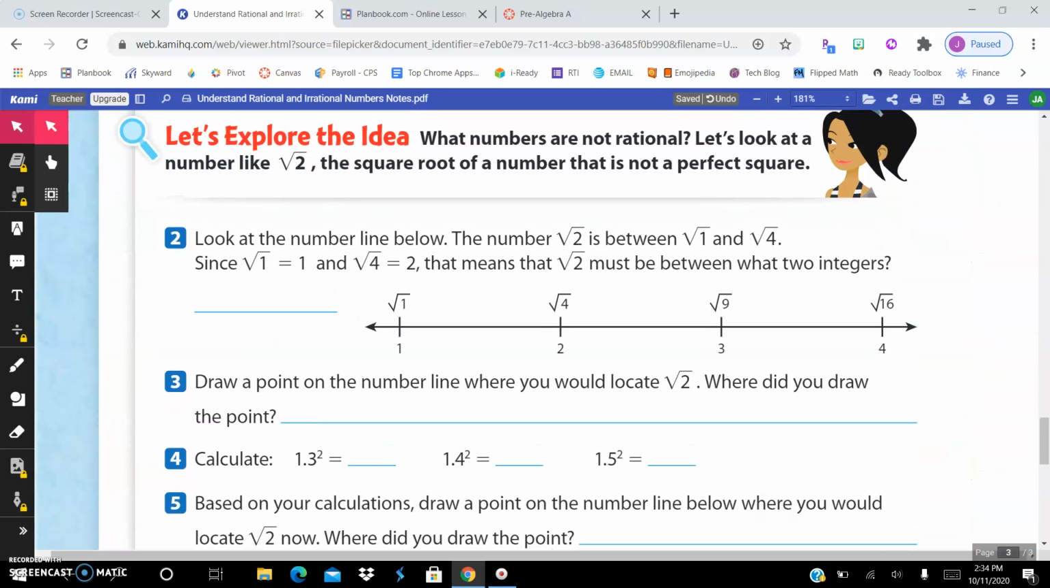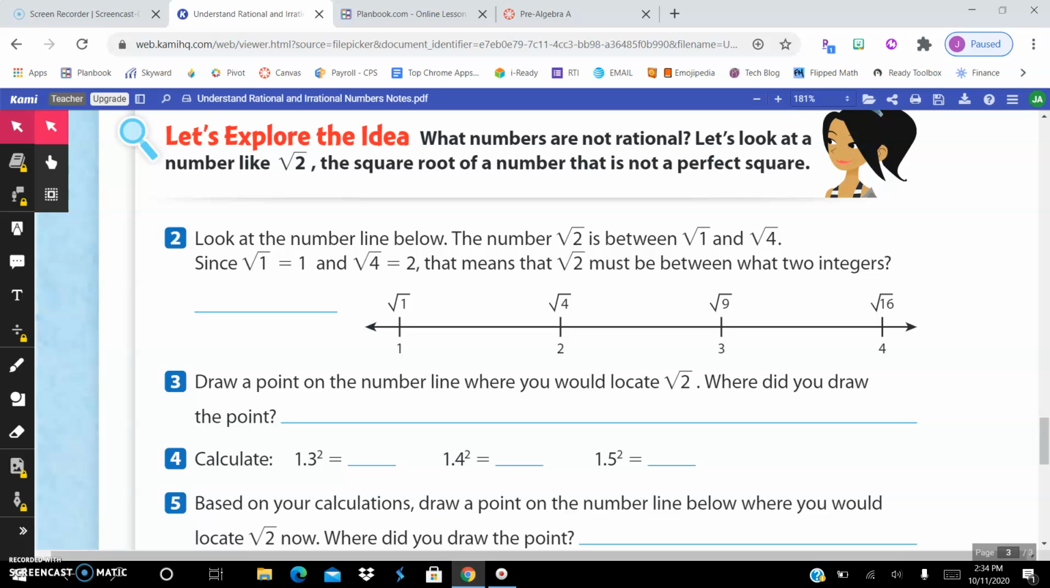All right. Number 2 here says, look at the number line below. The number square root 2 is between the square root of 1 and the square root of 4. Since the square root of 1 is 1 and the square root of 4 is 2, that means that the square root of 2 must be between what 2 integers?